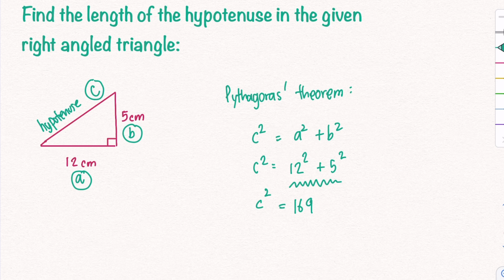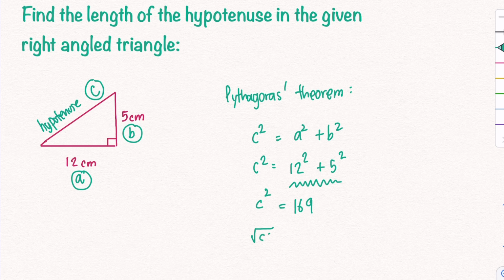Now, I'm not looking for C squared. I am looking for just the value of the hypotenuse, which is just C. So we need to do one more step from here because at the moment this is C squared equals 169. So I need to get rid of this squared. How can I get rid of this so that I am left with just a C? We need to do the opposite of squaring a number, which is to square root the number. So we will go ahead and square root both sides of the equation.